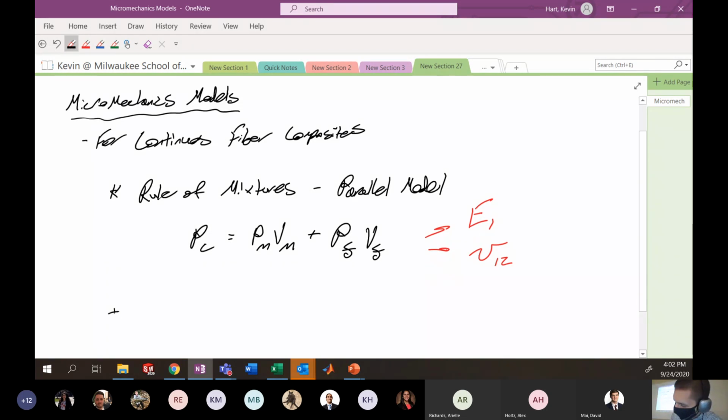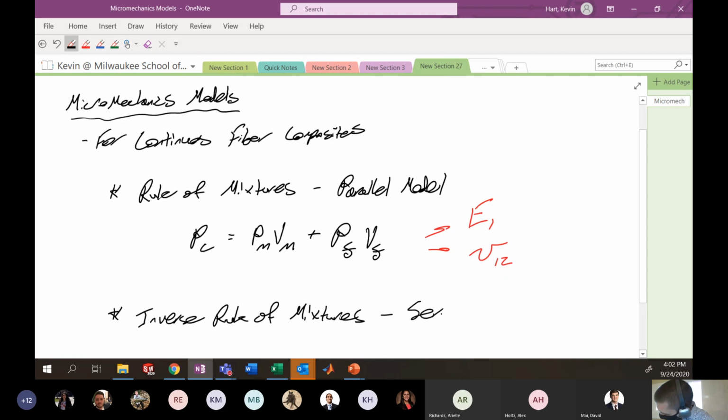All right. Then we had inverse rule of mixtures. Okay, this is the series model.